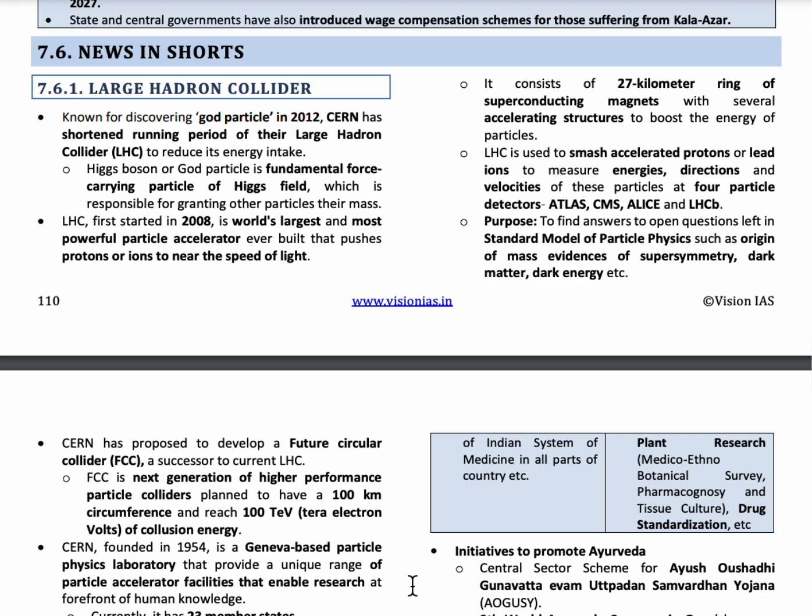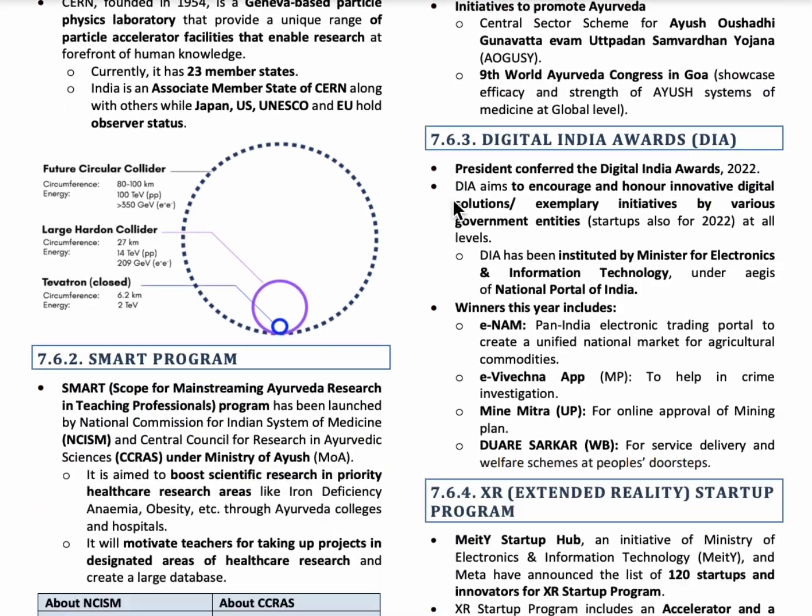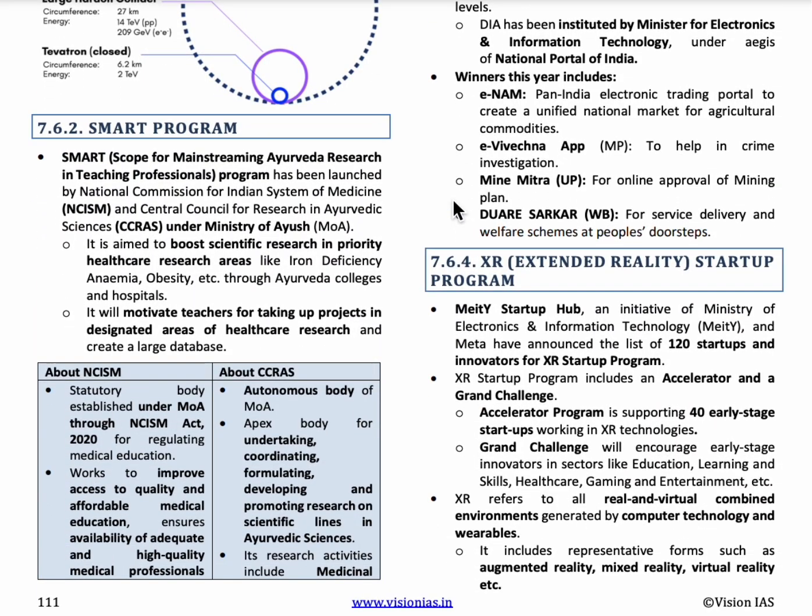The next topic is SMART program. So SMART program full form is Scope for Mainstreaming Ayurveda Research in Teaching Professionals program. So SMART program aims to boost scientific research in iron deficiency, anemia, obesity, etc. through the Ayurvedic colleges and hospitals. So it is launched under the Ministry of Ayurveda.